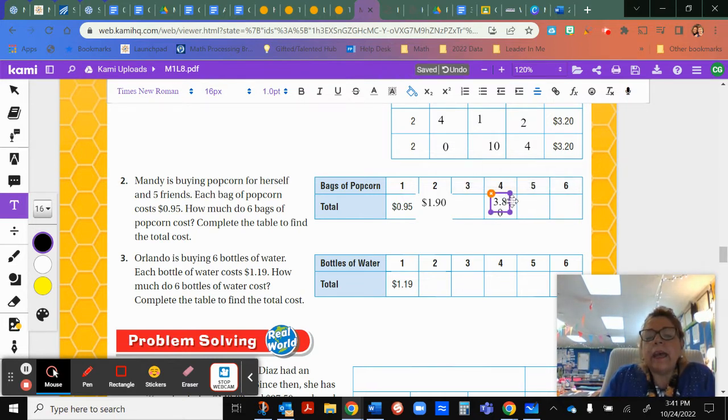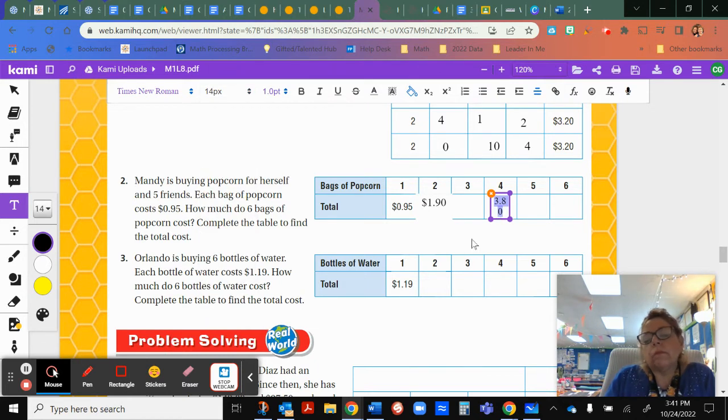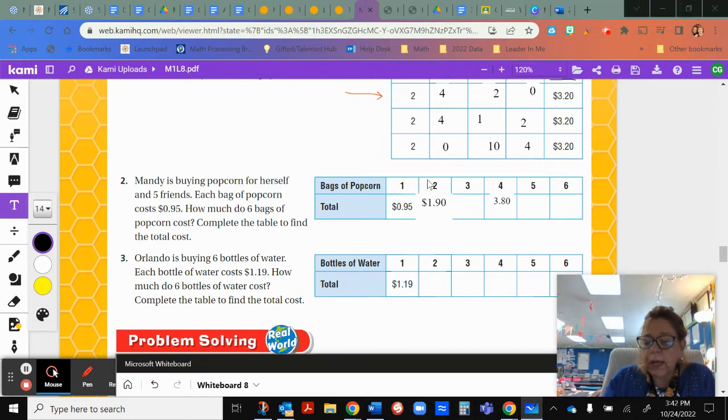If I add another, I'm just going to simply reduce the print on here. Okay, and I'm going to add another $1.90 because I know that that's the cost of 2 bags, right? So I'm going to bring up my whiteboard. Where is my whiteboard?